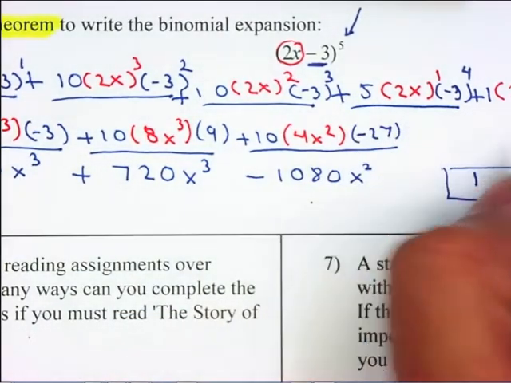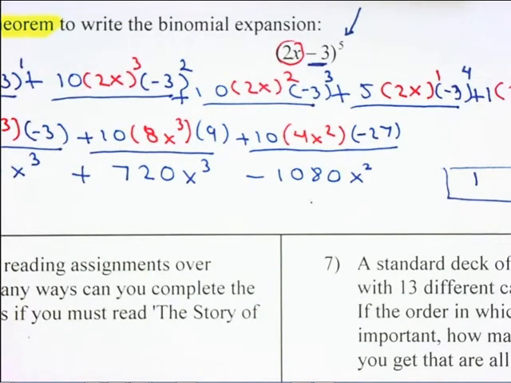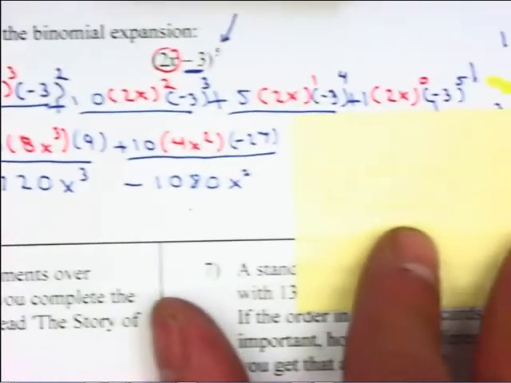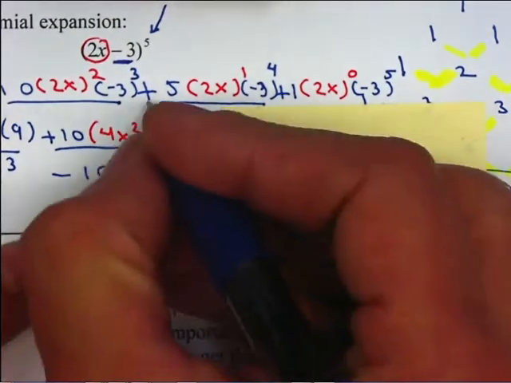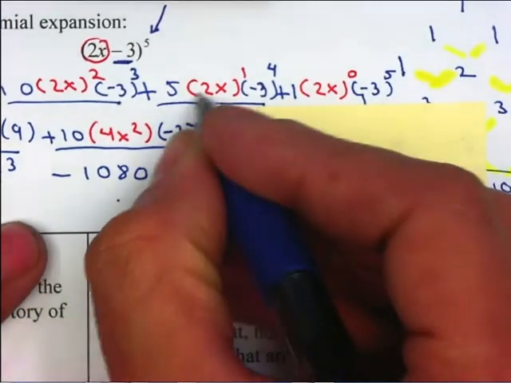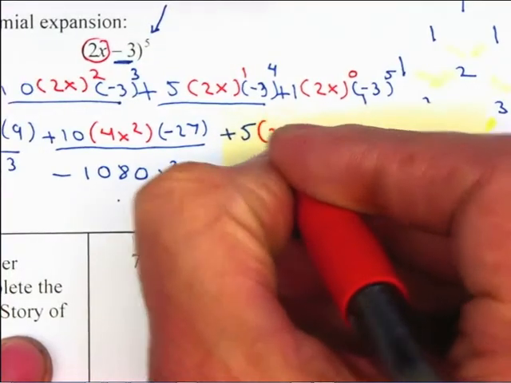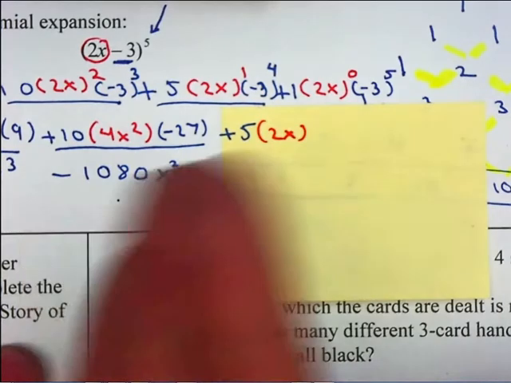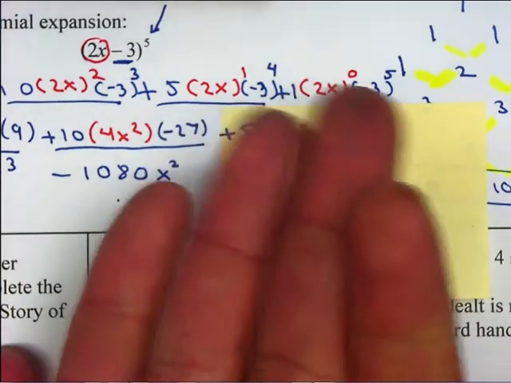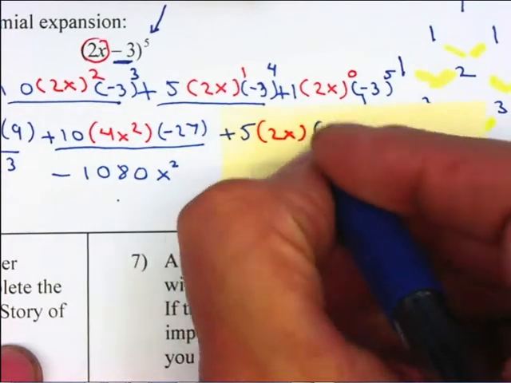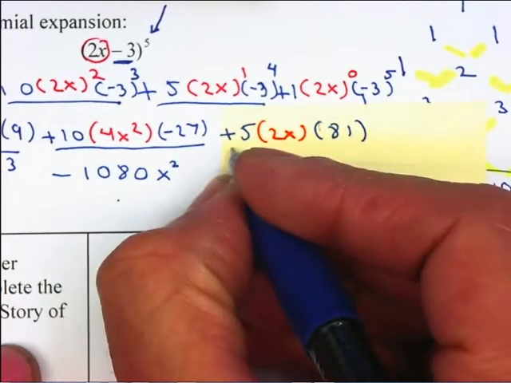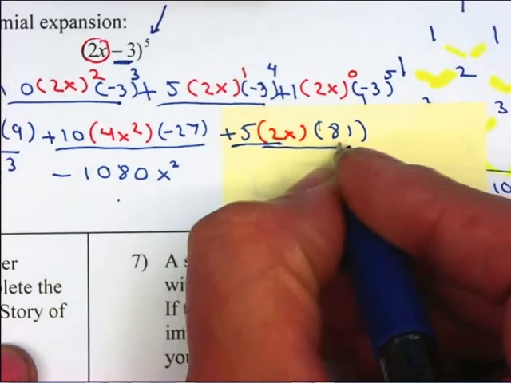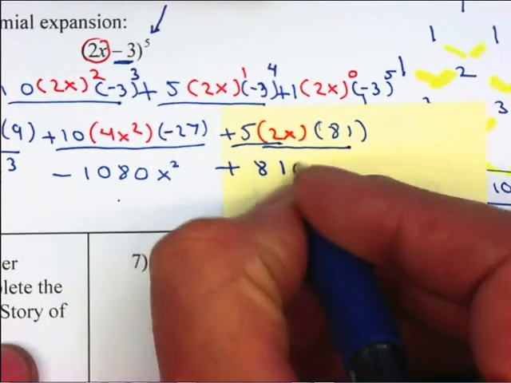Let me simplify the next one, and then I'm running out of space, so I'm going to cheat a bit. I'm going to extend it. Let me multiply the next set. That gives me a positive 5. 2x to the first power will be 2x. And negative 3 to the fourth power will be negative 3 times negative 3 times negative 3 times negative 3. 9 times 9 is 81. So it gives me positive 81. Multiply this out, that gives me 162. Or let's see, that gives me 10 times 81 will give me positive 810x.